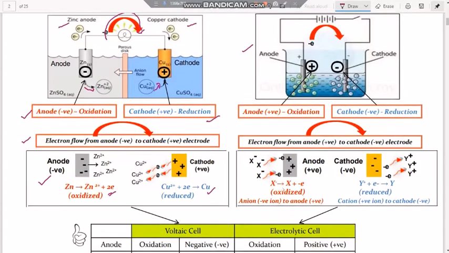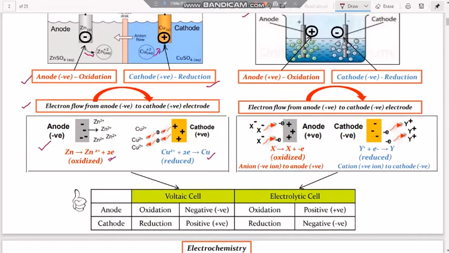See here, oxidation takes place, the chloride, any kind of negative ion, losing electrons to the anode here. And the other is the cathode, which is taking electrons in the electrolytic cell, where reduction takes place.